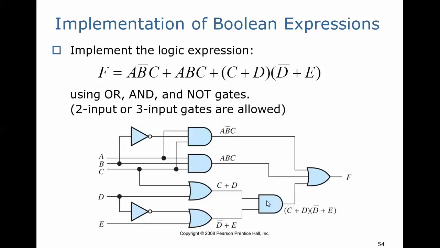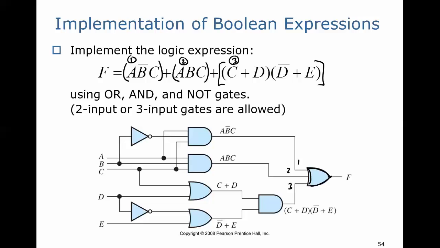Now what we'll do is we look at the most outer operation, okay? We have 3 terms that we're going to OR together. Okay, and so that means that we need to have an OR gate here, and we have 1, 2, 3 inputs. 1, 2, 3 terms that will feed those 3 inputs.